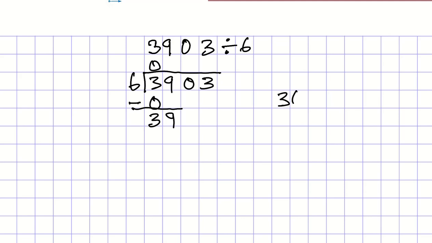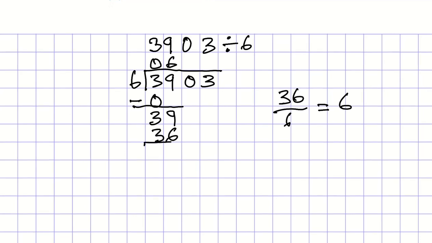6 can only divide 36, right? If you divide 36, you get 6. So you write 6 above the 9, and then you multiply 6 times 6 is 36, right? And then you subtract. Put the subtraction sign here. When you subtract, you get 3 right there. And then you go ahead and bring down 0. You put the 0 here. Now, you repeat the process again.